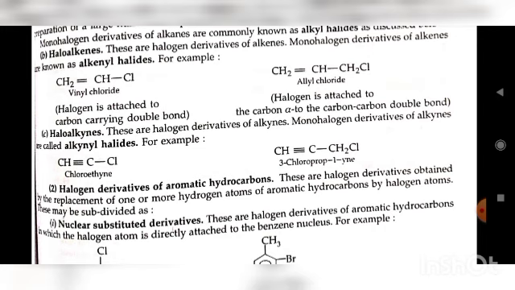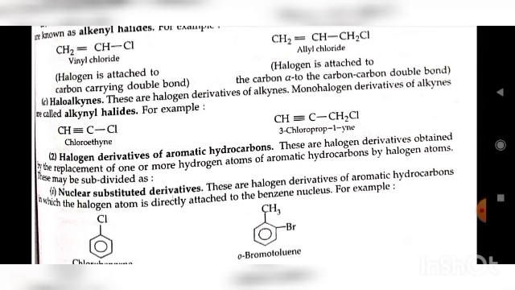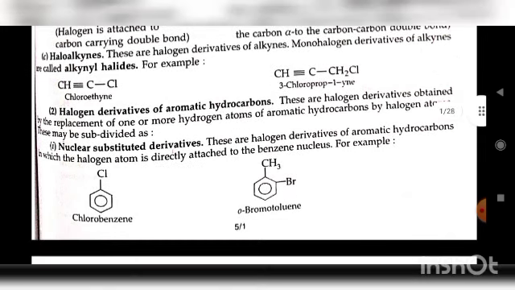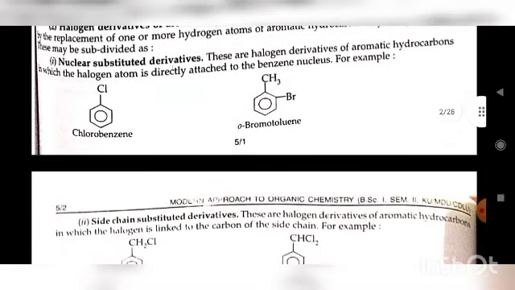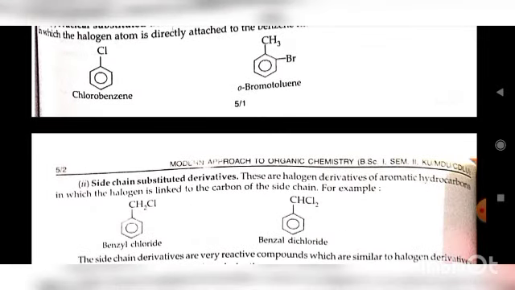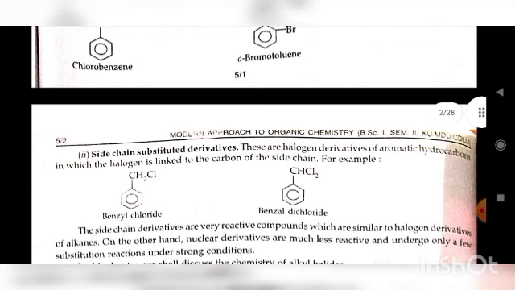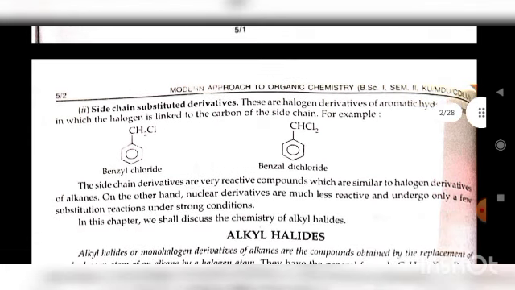These are halogen derivatives of aromatic hydrocarbons in which the halogen atom is directly attached to the benzene nucleus. For example, chlorobenzene, ortho-bromotoluene. Side chain substituted derivatives. These are halogen derivatives of aromatic hydrocarbons in which the halogen is linked to a carbon of the side chain. For example, benzyl chloride, benzyl dichloride. The side chain derivatives are very reactive compounds, similar to halogen derivatives of alkanes. On the other hand, nuclear derivatives are much less reactive and undergo only a few substitution reactions under strong conditions.